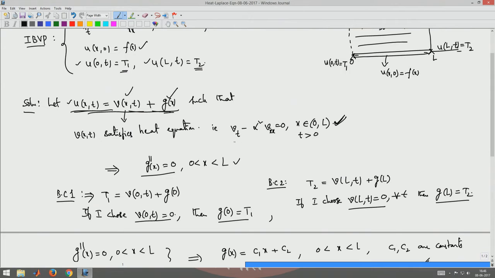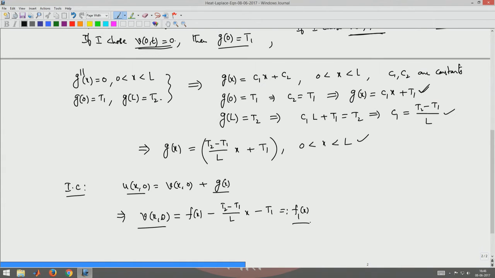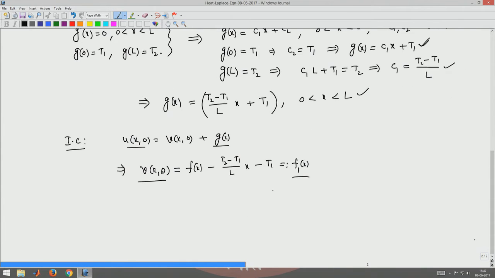V is now satisfying the heat equation, these boundary conditions, and this initial condition. So, let me put this problem: Vt minus alpha square Vxx equal to 0, x between 0 and L, V at x,0 equal to f1 of x. F1 is known now because f is given, T1, T2 are given, and L is given. This is the length of the rod.